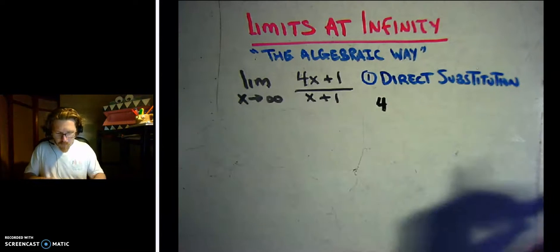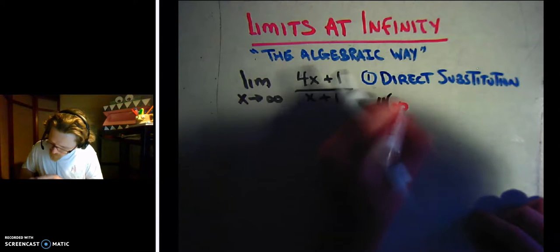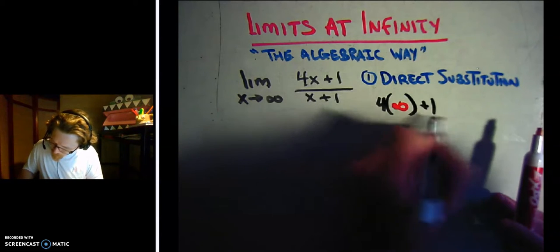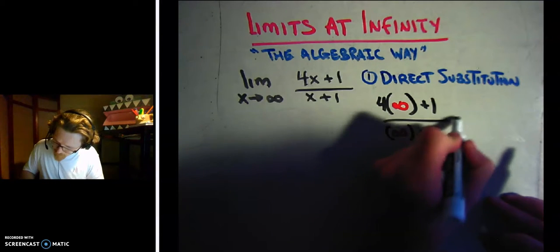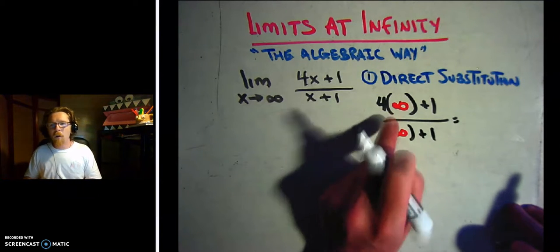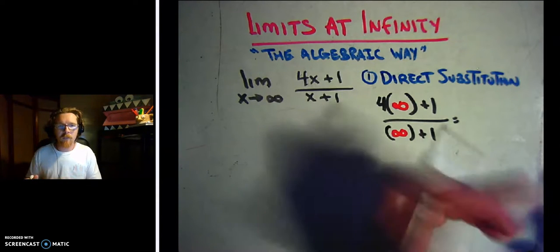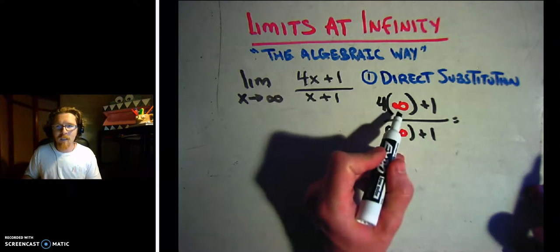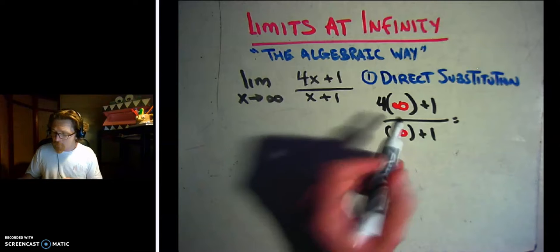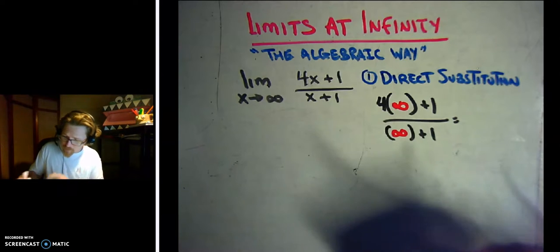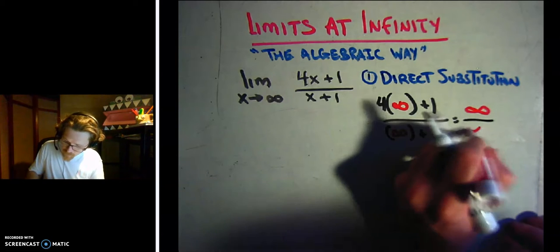We would have 4 times infinity plus 1 over infinity plus 1. Now, you may have a younger sibling that is like, well, infinity plus 1, infinity times 100. But it turns out the rules of infinity is 4 times infinity is still infinity, and infinity plus 1 is still infinity. And so 4 infinity plus 1 would actually have a value of infinity, and infinity plus 1 is also infinity.